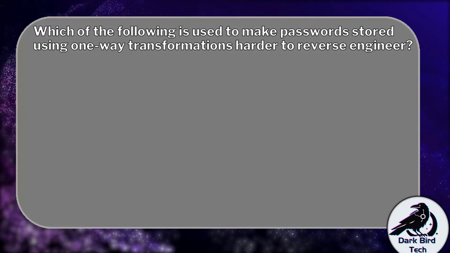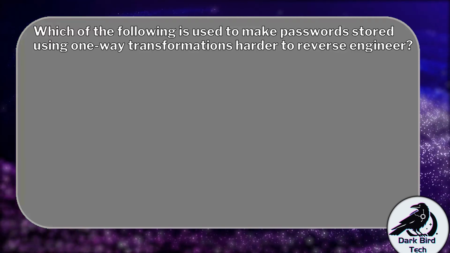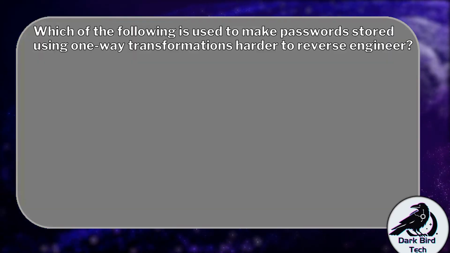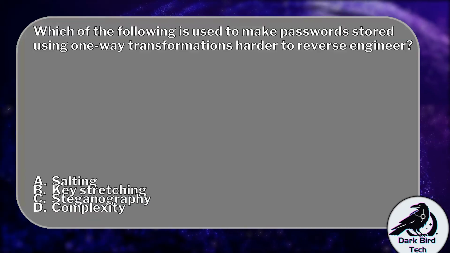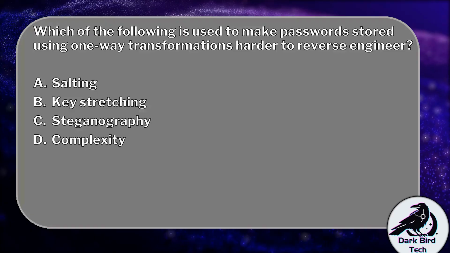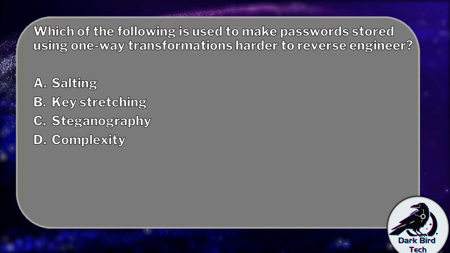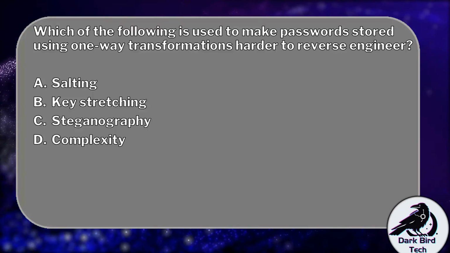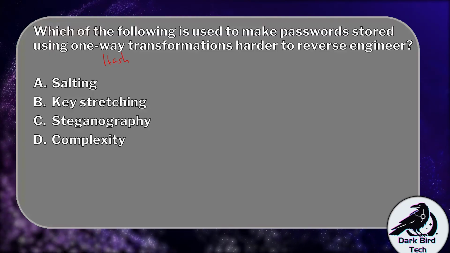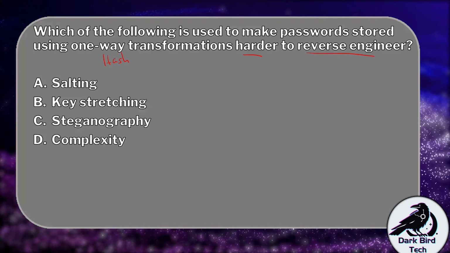Next up, which of the following is used to make passwords stored using one-way transformations harder to reverse engineer? I'm going to let you think on this one. Pause if you want to consider your options. Otherwise, our options are A, salting, B, key stretching, C, steganography, or D, complexity. So let's review the question quickly. Passwords being stored using one-way transformations. That means we're looking at something to do with hashes. Cool. And we're trying to make them harder to reverse engineer.